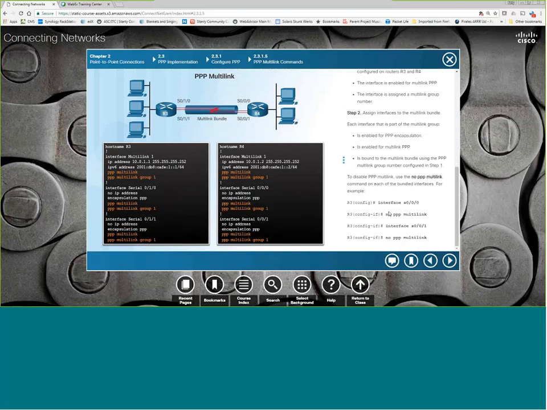If you want to take it out, you do no PPP multilink and get rid of the PPP. The multilink interface itself is the one that gets the IP address, not the physical interfaces. They have no IP address on them. They just become physical channels inside this multilink virtual channel.